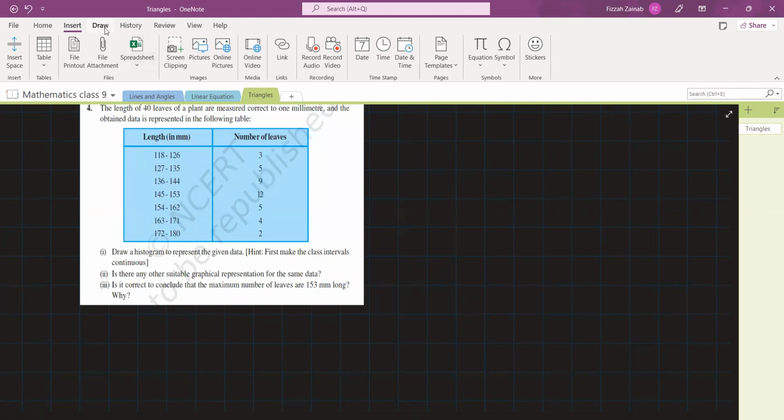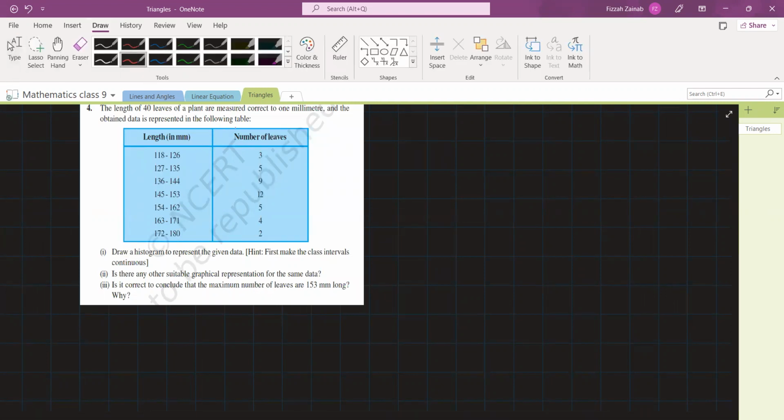The length of 40 leaves of a plant are measured correct to 1 millimeter, and the obtained data is represented in the following table. So this is length in millimeters, as you can see, right? So 118 to 126, this is your class interval, and this is the corresponding frequency. Draw a histogram to represent the given data.